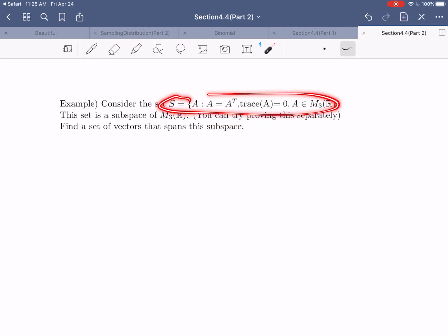This guy here is not only just a set, but he is actually a subspace, meaning if you add two things, they will remain symmetric and their trace will remain 0. And if you multiply it by a constant, it will remain symmetric and its trace will remain 0. That's basically a short verbal proof of why it is a subspace. All right, what we want to do though is find a set of vectors that spans this subspace. So we'd like to come up with a way of building this off of some small set of vectors. So how do we do this?